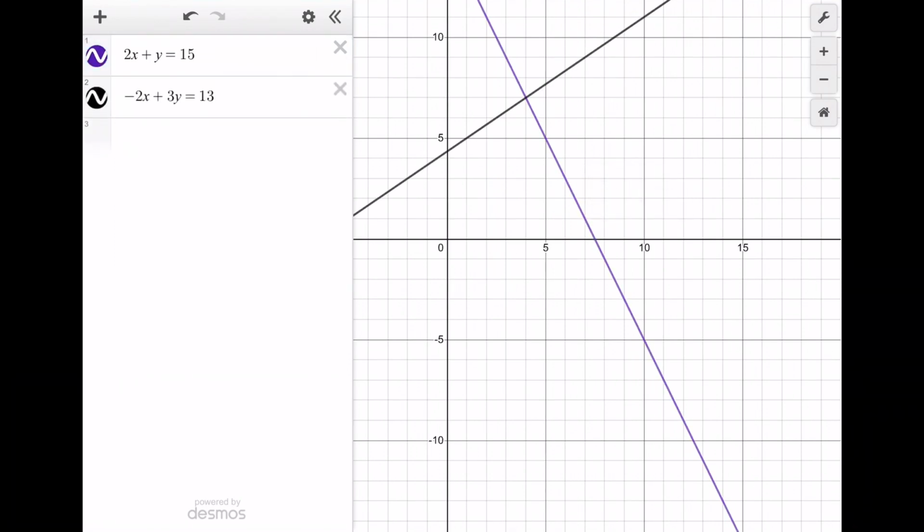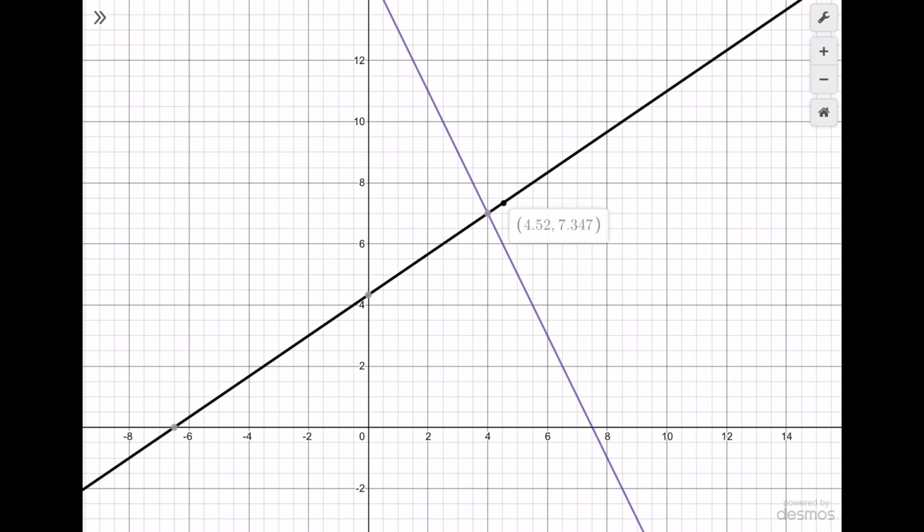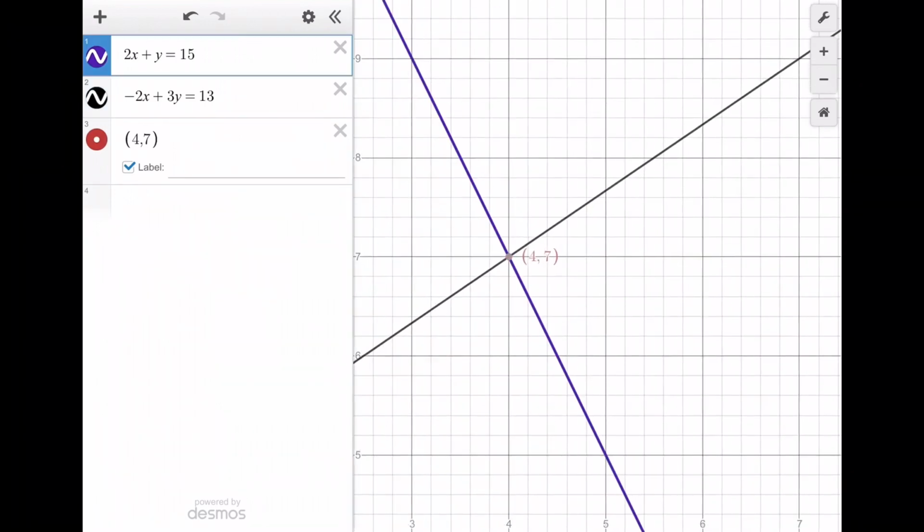Now we have the second part of the question. We have the line of minus 2x plus 3y equals 13. It is evident that both of these lines have different coordinates. However, there is one point which stands out among all else, and that is the intersecting point. The coordinate of this point is 4 and 7.